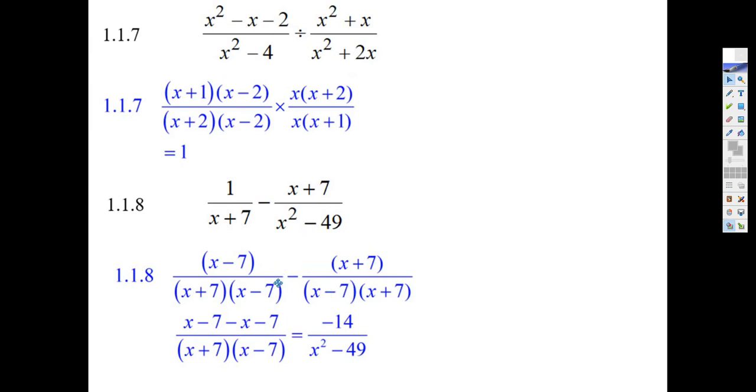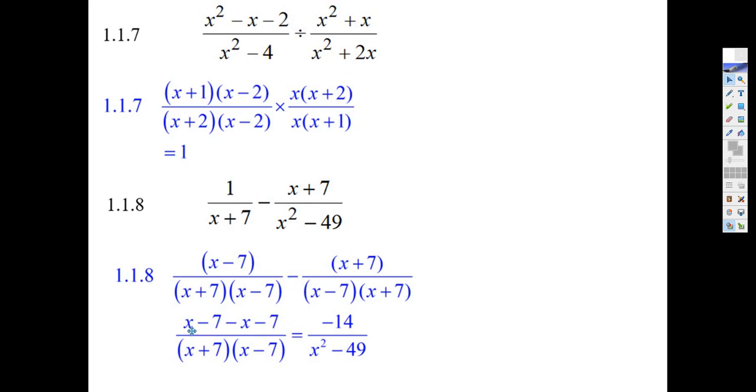Now, if we were going to combine these fractions, we'd need a common denominator. So this x plus 7 should be multiplied by x minus 7 to make the denominator common. That means the top is going to have to be multiplied 1 times x minus 7. Now we have a common denominator of x plus 7, x minus 7, and we can combine the numerators, x minus 7, minus x, and minus 7.